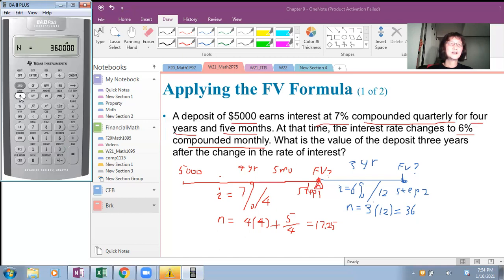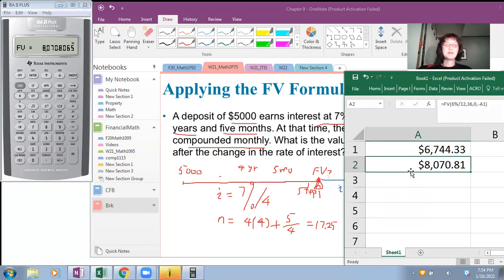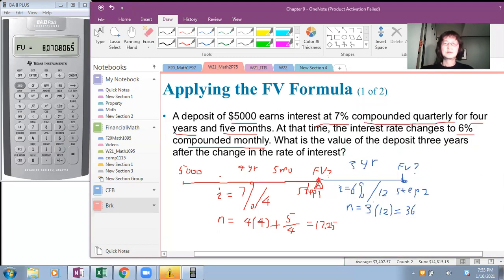36 is N. Don't forget, you need to put down 4 numbers. So 0 PMT. Finally, compute FV. Okay, just agree with the number here, final answer here. Okay, so I'm going to copy this one. Oh, I don't need to copy.